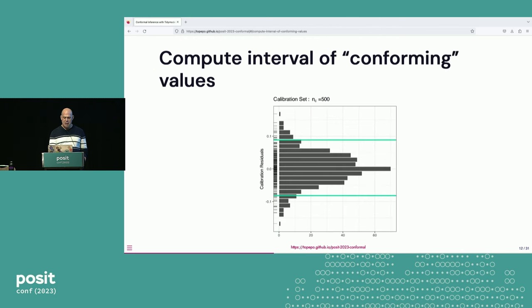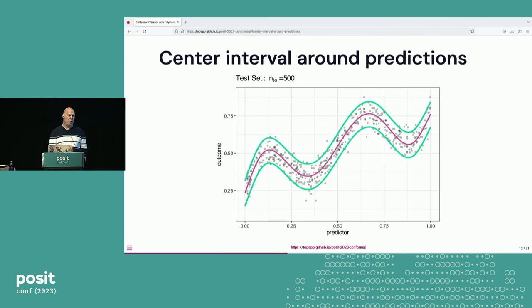And that generates this histogram that I just showed you. Then what we can do is take this zero-centered histogram and basically center it around the predicted values of our model. So this is like a test set, so we get new data points. The same model fit here.